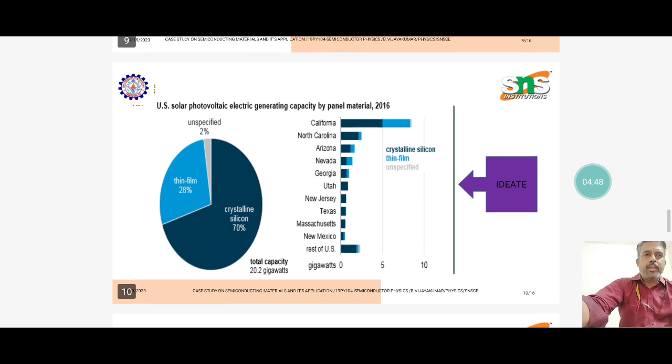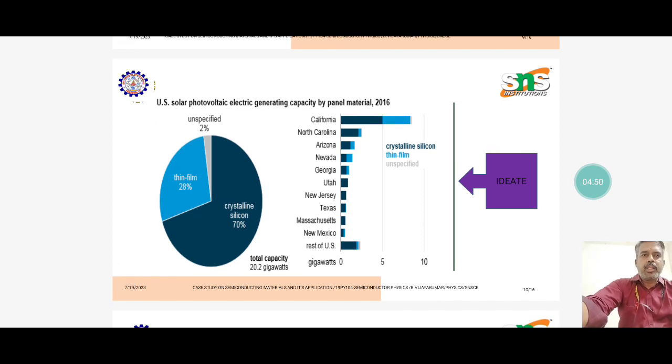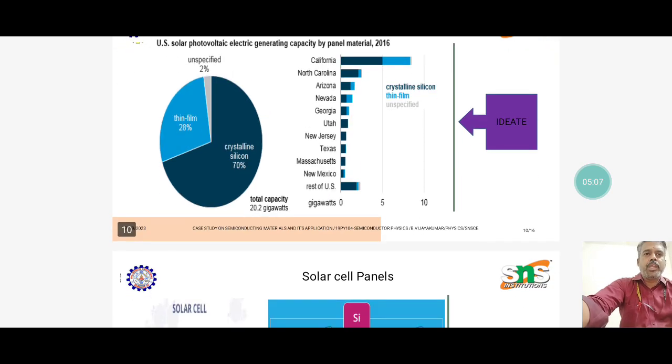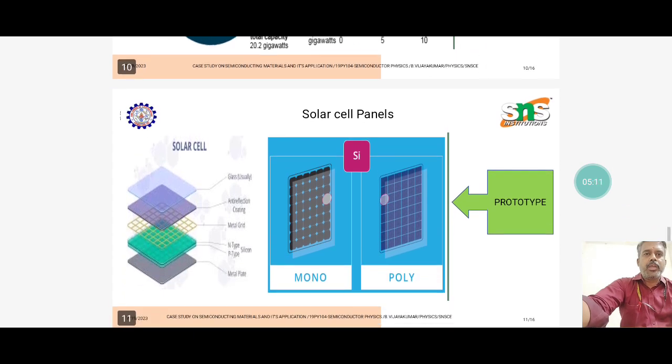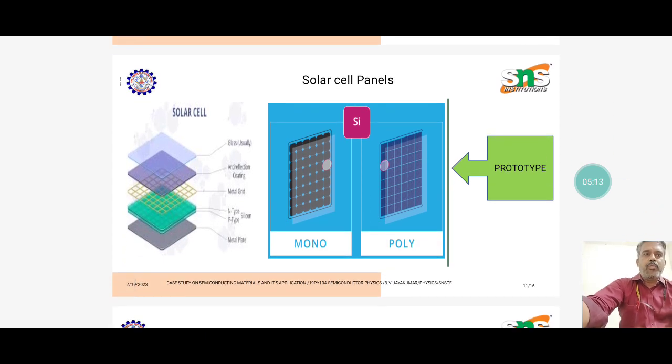Then for ideate, we start from the different categories of semiconducting materials. Thin film is 28%, then crystalline solid we have used is 70%. So in the ideate process, the semiconducting materials are classified by certain percentage levels. Then for the prototype, we have used the semiconducting material in solar cell panels.